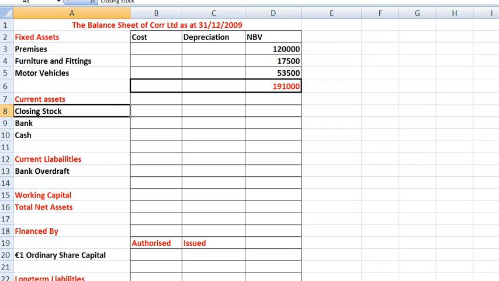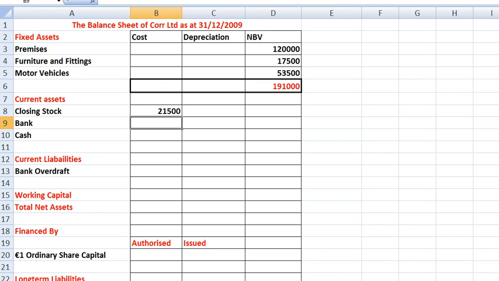Now we're going to move to current assets. These are assets where the value changes more regularly. It will change in the short term. So the stock at the end of the year will obviously change if they sell some of that stock. And in this question, that's 21,500.